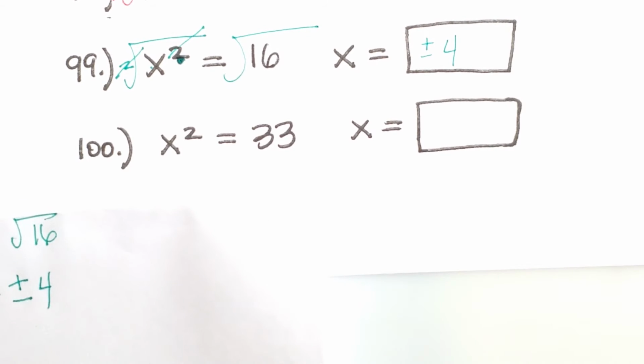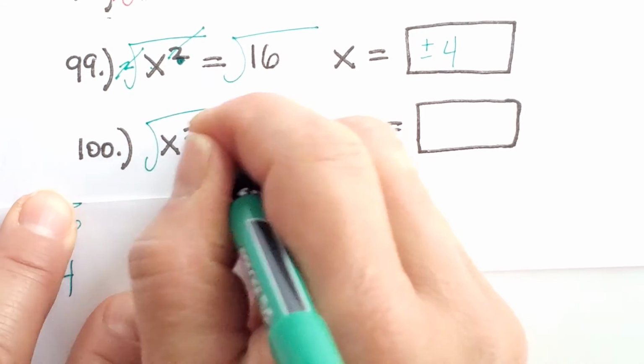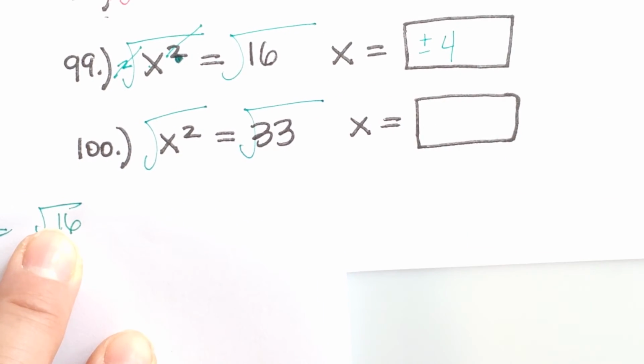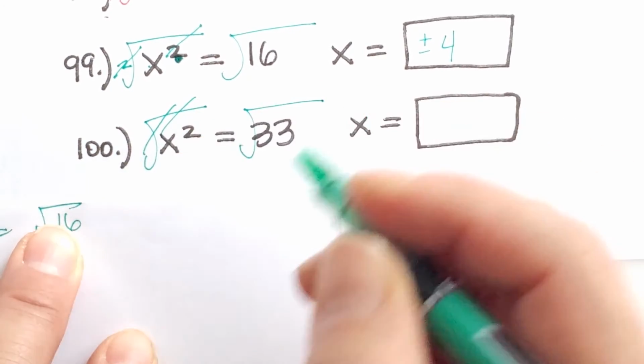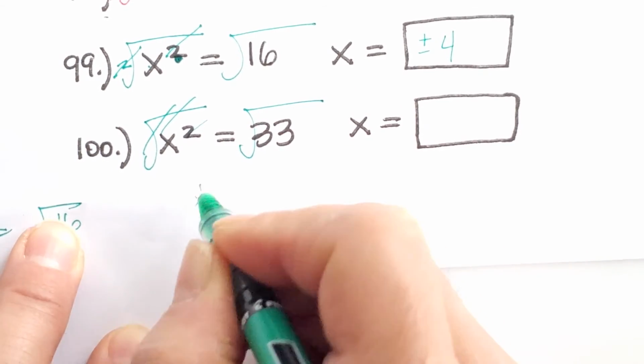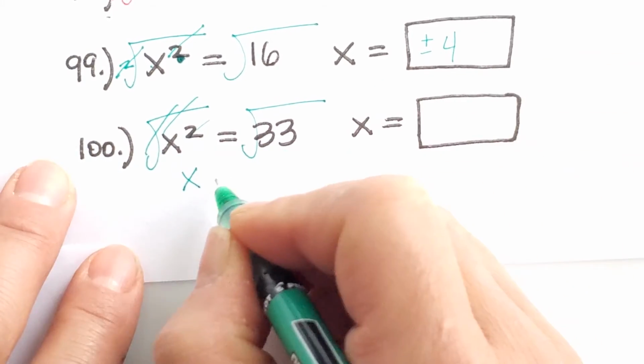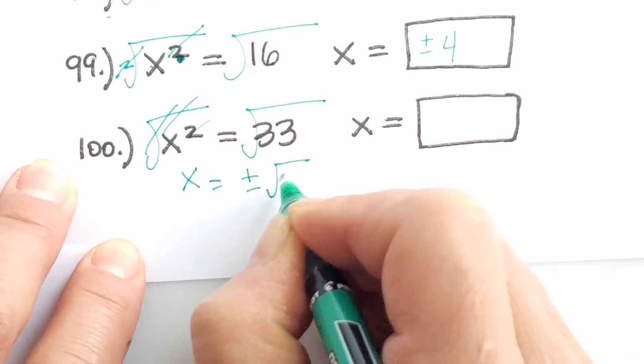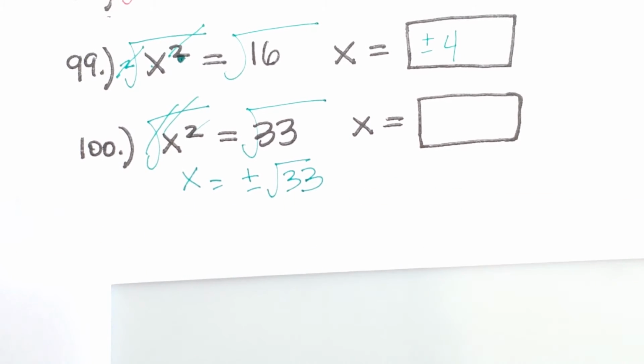Okay, almost the last one, x squared equals 33. Go ahead and square root both sides. These cancel off, and you're left with x equals plus or minus the square root of 33. The square root of 33 is not a perfect square, so you can leave it just like that.